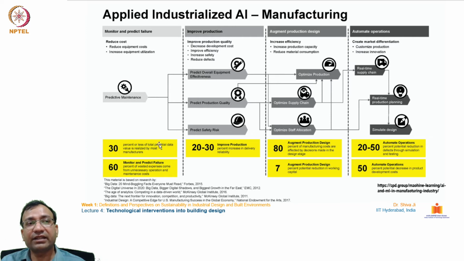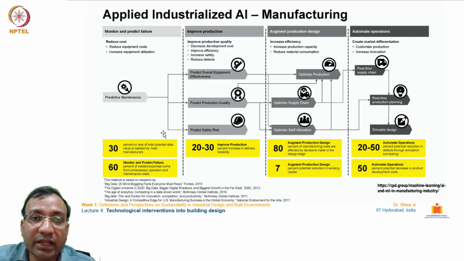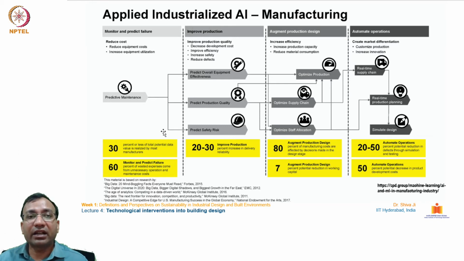So in these stages, what could be the strategies for improvement which we can adopt to increase the efficiency in the manufacturing sector? Here we are talking about reducing cost. So reduce equipment cost, increase equipment utilization, so that will obviously result in reduced cost for the overall system over here.